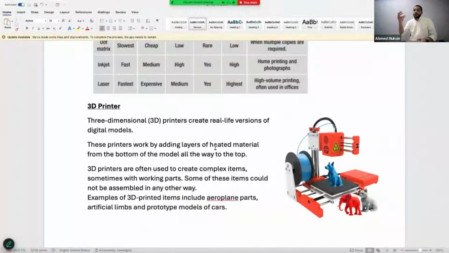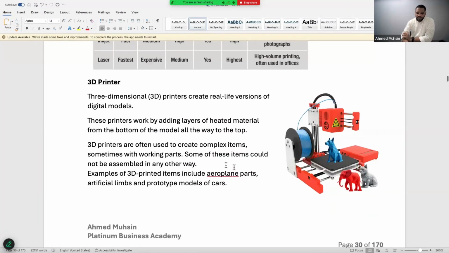So when you want to print physical objects in its own shape and size, you can use a 3D printer. Are we okay with this? If you want to produce an object in its own shape, you can use something called a 3D printer. Sounds good? Can you guys read the third paragraph of this? 3D printers are often used to create complex items, sometimes with working parts.